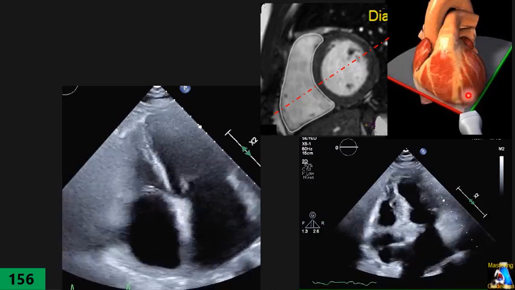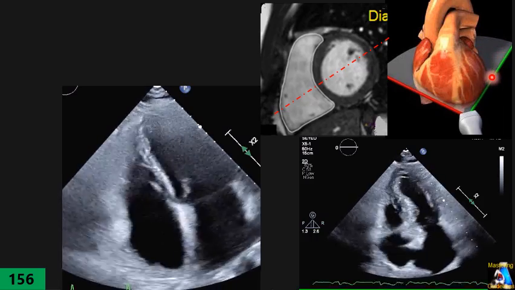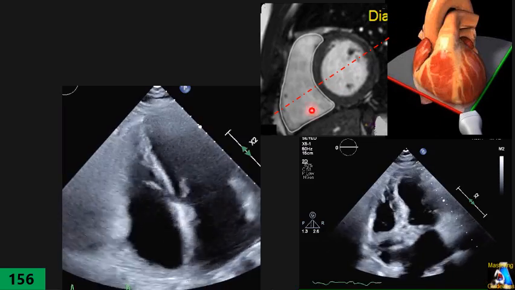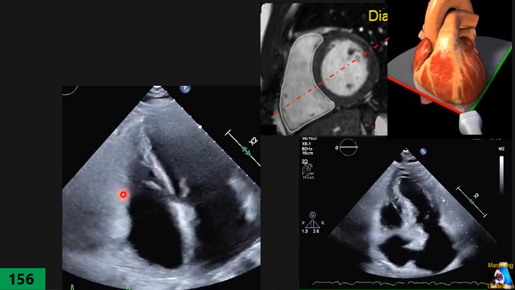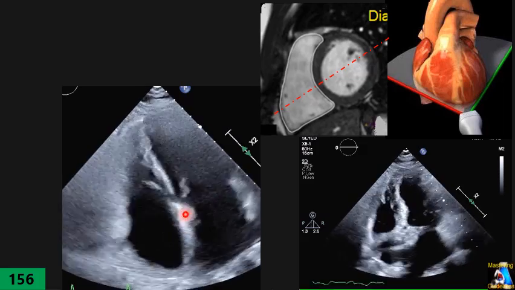Usually at that moment your marker will be somewhere between 2 and 3 o'clock, and your sector passes through this line. As you can see, a landmark that, besides chamber size, can help you know you are in the correct view is the crux of the heart here.